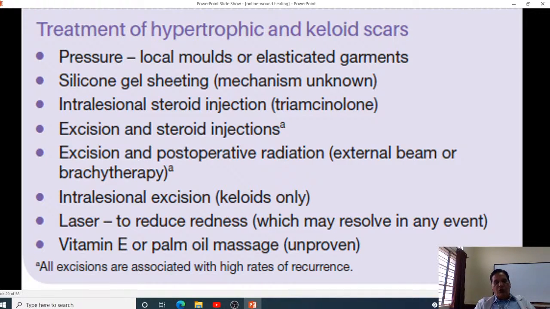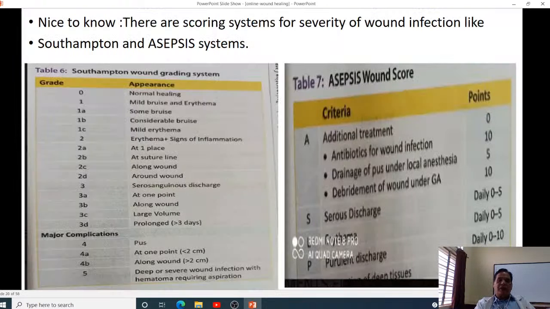Steroids are sometimes helpful in keloid to prevent the symptoms, but they are the treatment of choice for hypertrophic scar. Excision: recurrence is common, but in keloid, excision immediately followed by irradiation is nowadays the treatment of choice. Different types have come up. Intralesional excision, that means you are excising only the keloid, not the skin part of it, because the moment you irritate the skin, again the keloid will regrow. Laser management, vitamin E, palm oil, everything is there, but none of them have proved satisfactory. So, this is regarding keloid and hypertrophic scar. You must know this by heart.